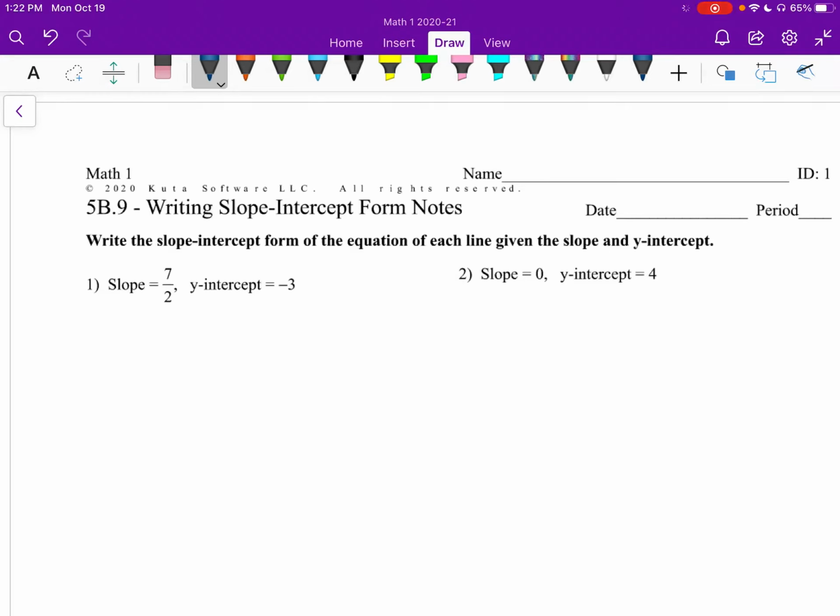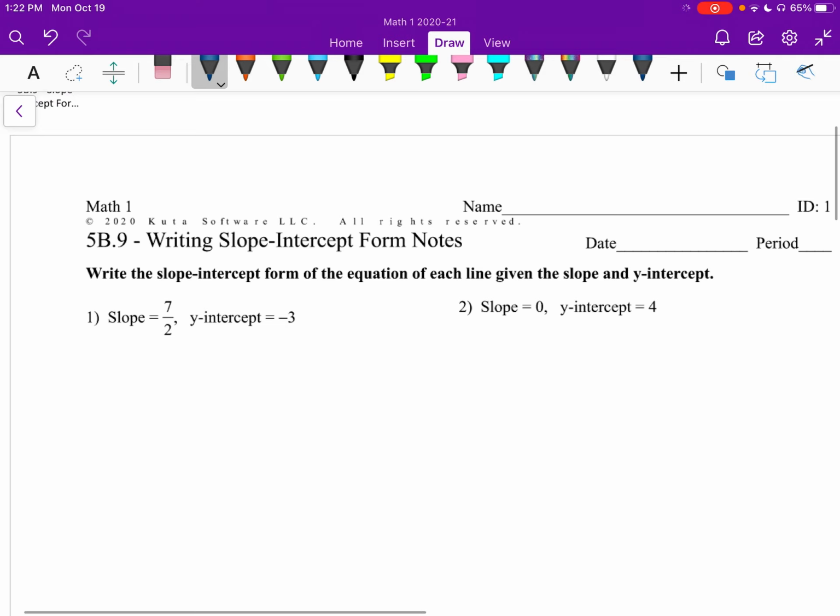All right, Math 1, writing slope-intercept form. So in this lesson, what we're going to be doing is, as it sounds, writing slope-intercept form. But we're going to be given a slope and a y-intercept. So as some of you might be seeing already, this is going to be really, really easy and hopefully really quick. So we're going to start off by reviewing what is slope-intercept form.